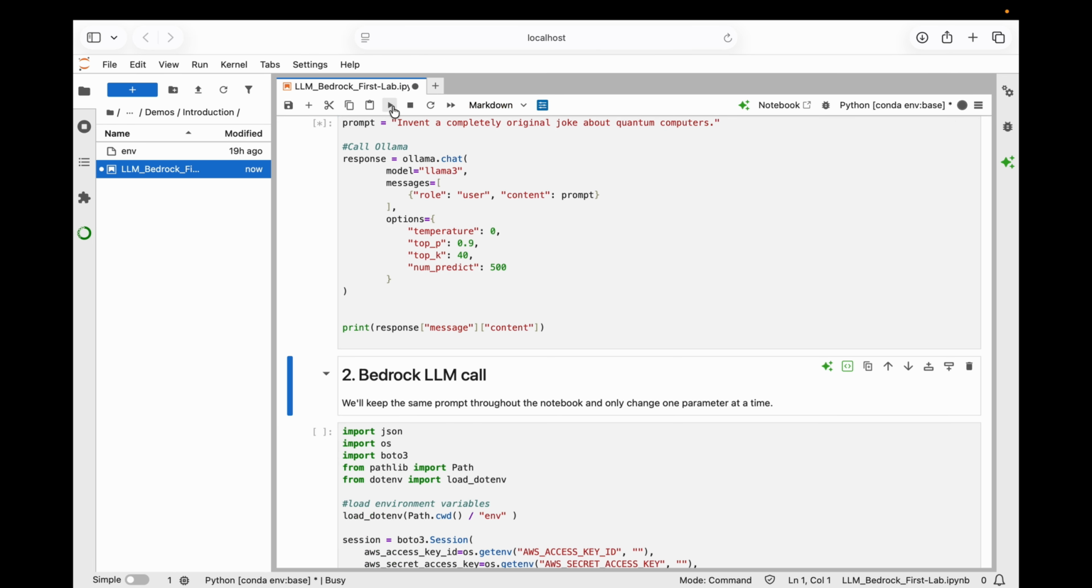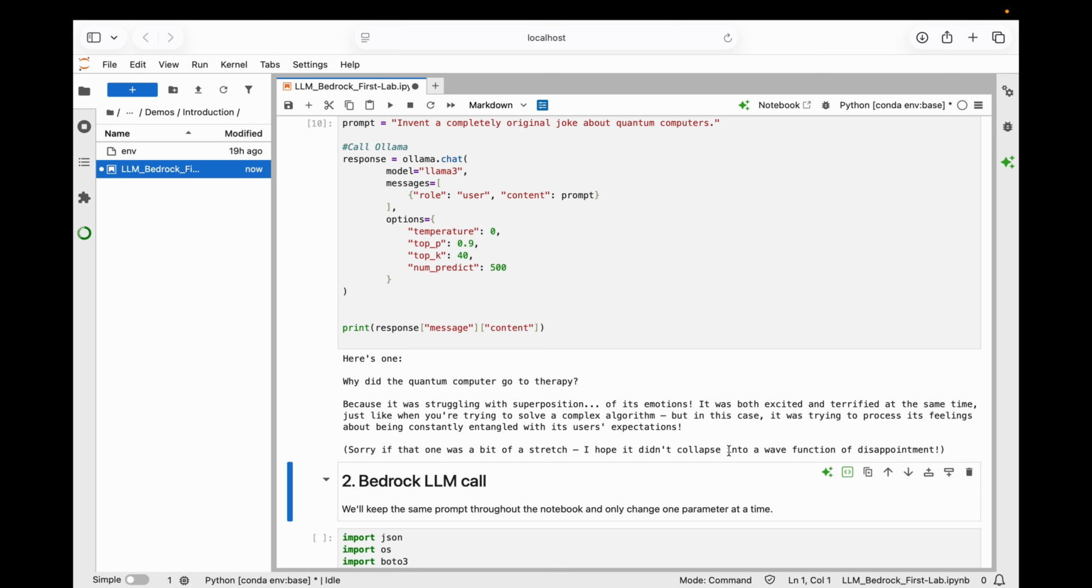Let's try one more time. Again, the same joke. So as you can see, with temperature set to 0, it is always picking the most probable answer. Whereas with the high value of temperature, we were getting a different joke every time.